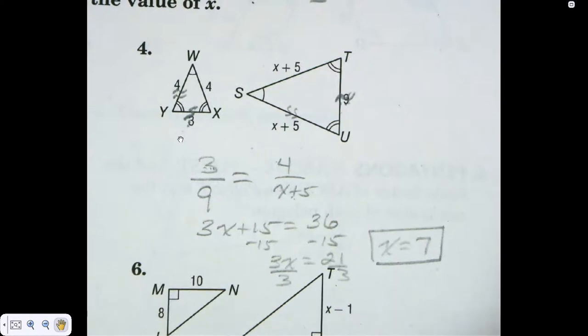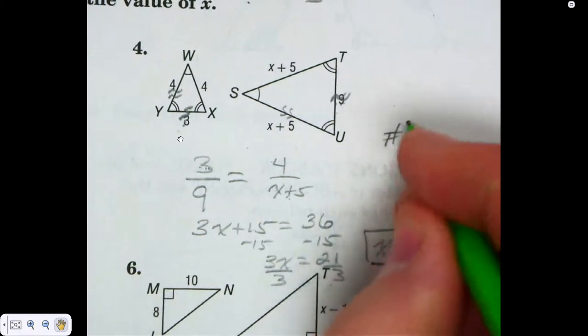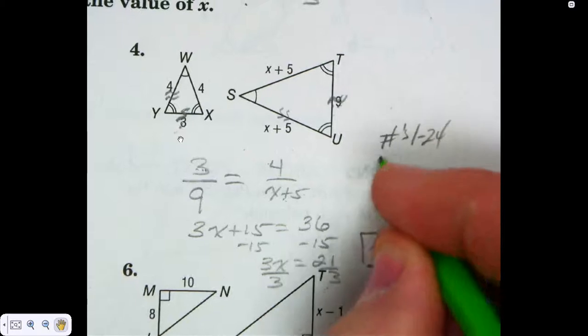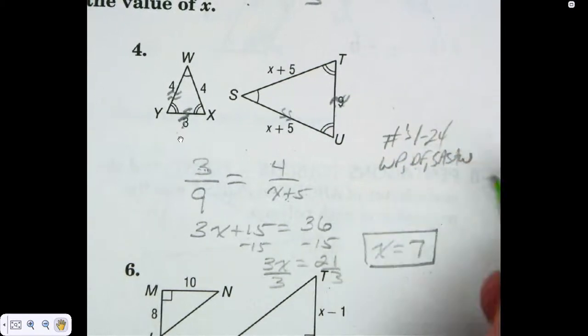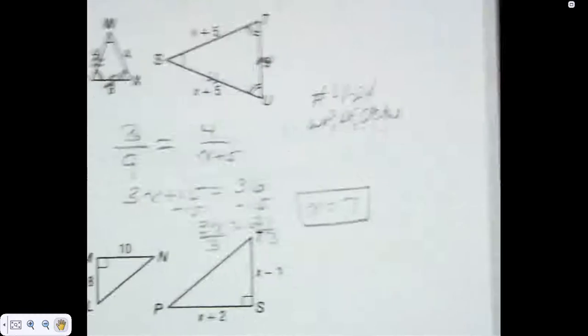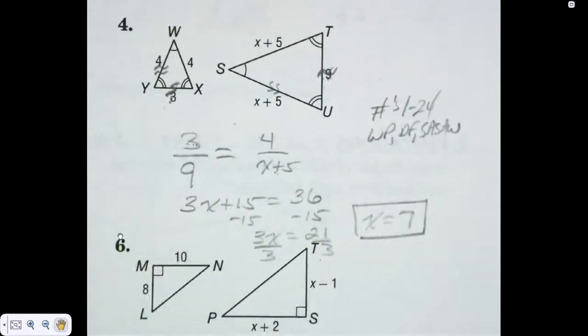Your assignment is numbers 1 through 24. Write problems, draw figures, show all steps and work. I need to see all these steps. I need to see your proportions. I need to see you work them out. Prove to me you know what you're doing.